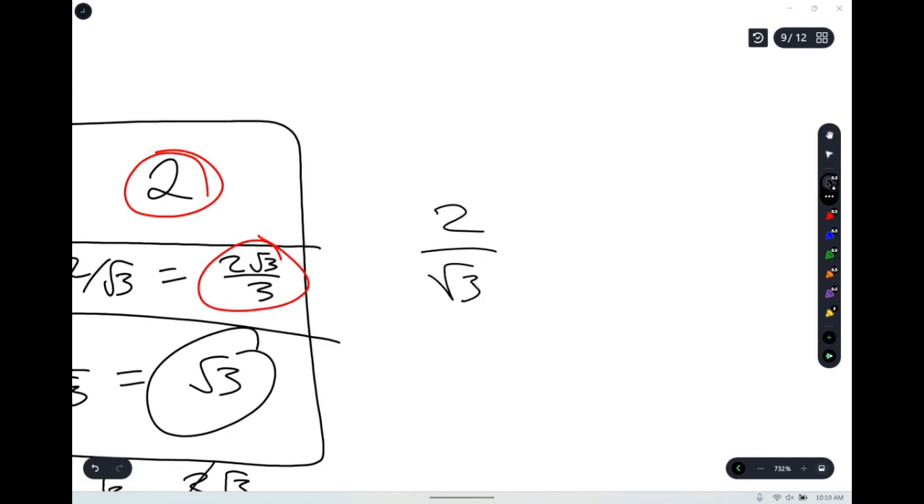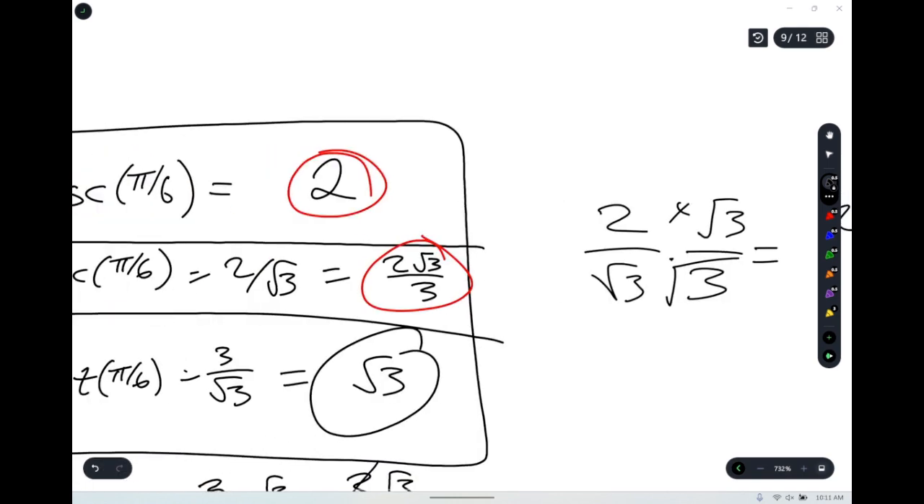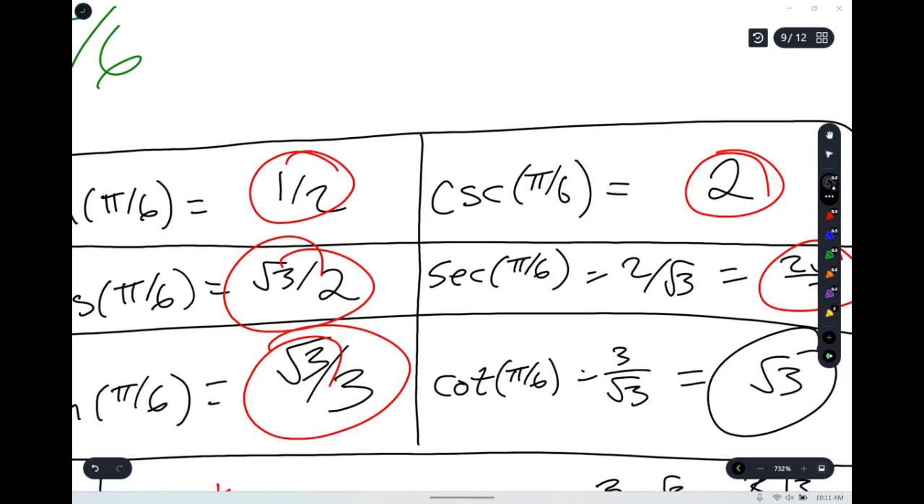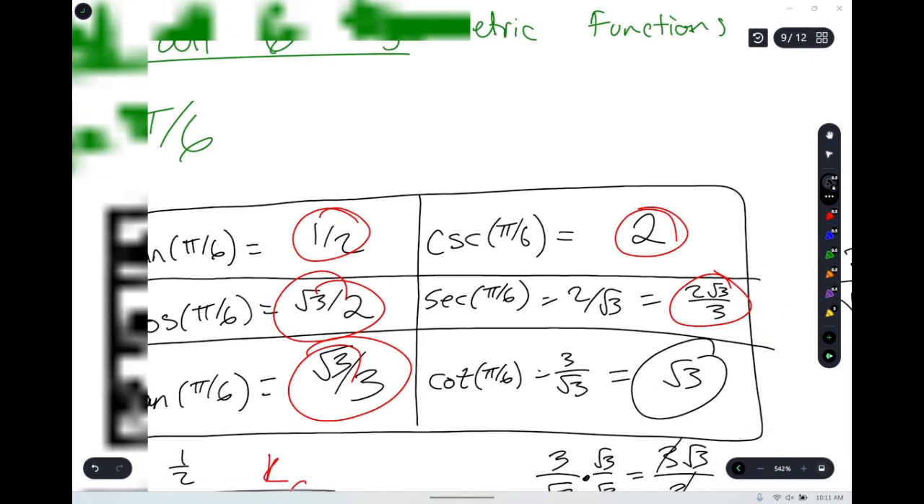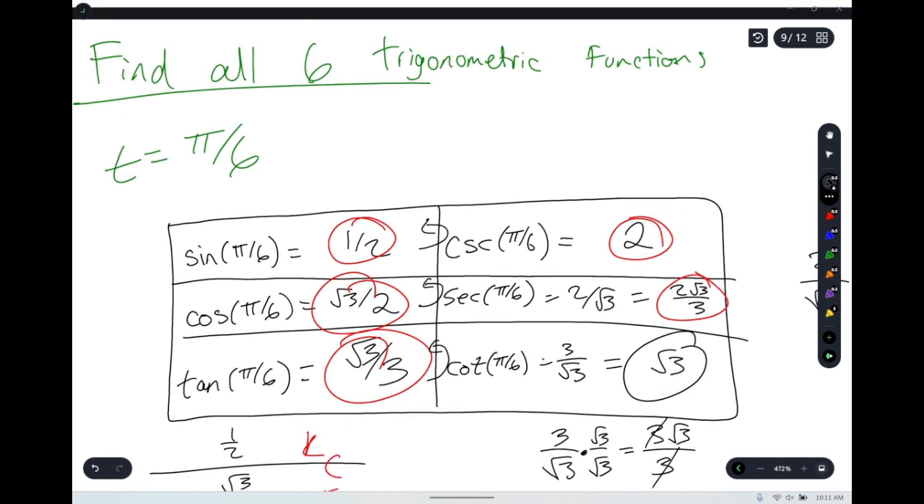2 over root 3 times root 3 over root 3 is, do the top, 2 times root 3. Where did you get 2? Right there, I just flipped this one. Oh, so secant is flipped. Yes, these are all flipped of the others. All 3 of those are flipped of the one they're next to. They're all the reciprocal of the thing before them.